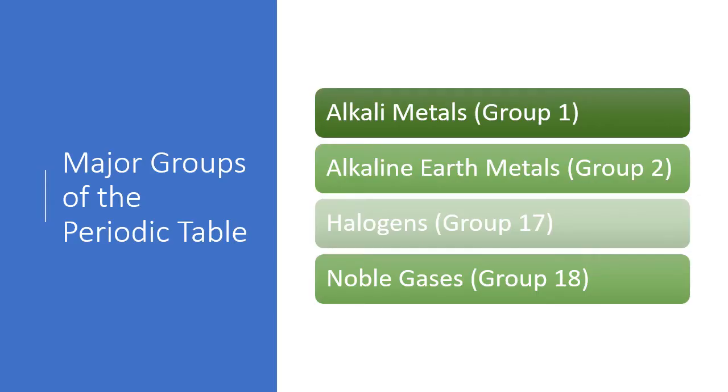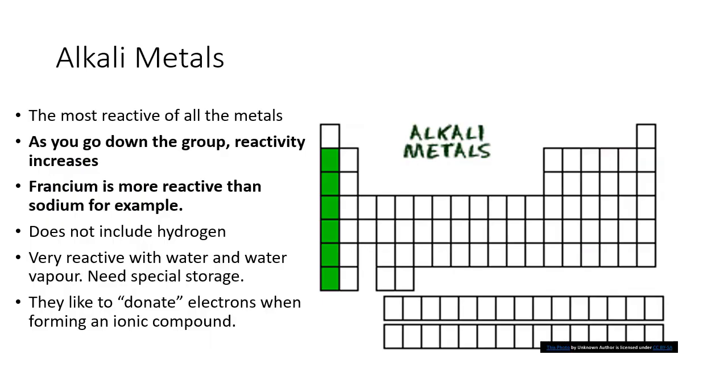Major groups of the periodic table, we're going to talk about these. The alkali metals are group 1, alkaline earth metals are group 2, halogens are group 17, and the noble gases are group 18. They're grouped together in similar families because they have similar physical and chemical properties. So group 1 right here, not very good at drawing the arrows, but those are the alkali metals.